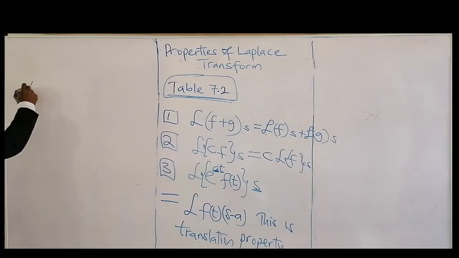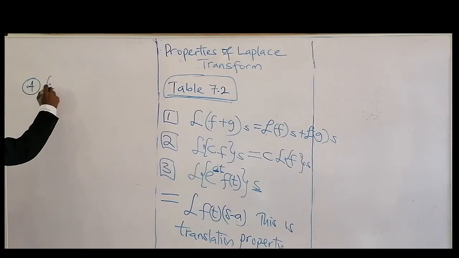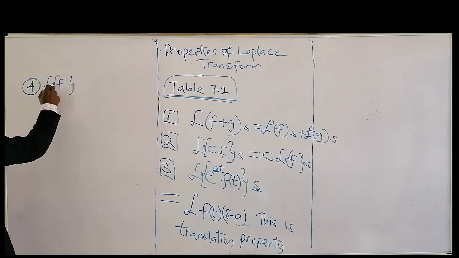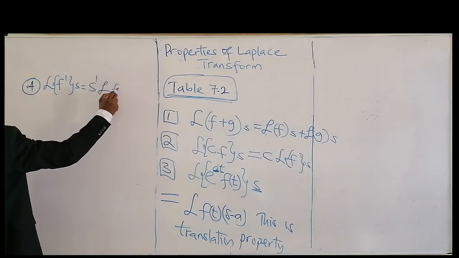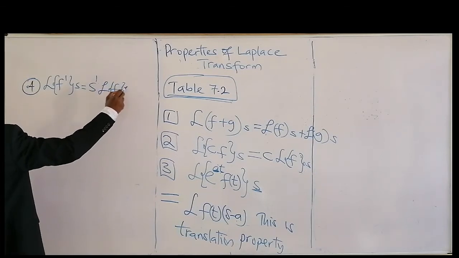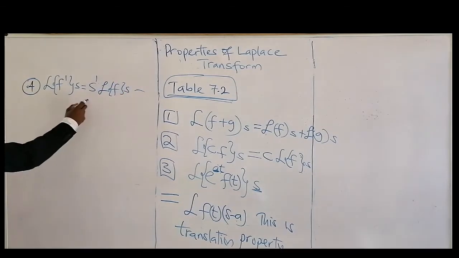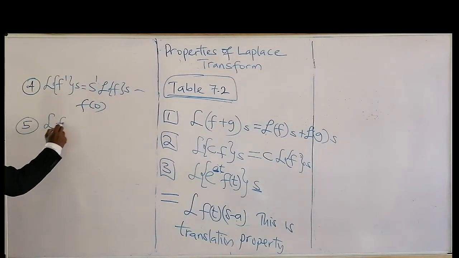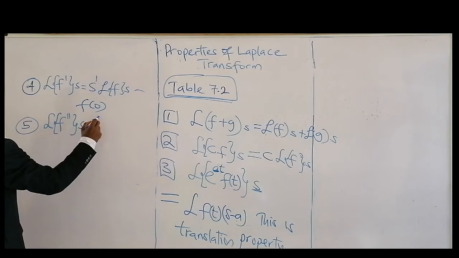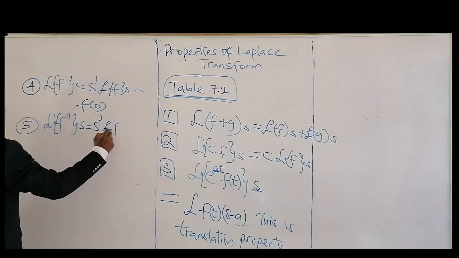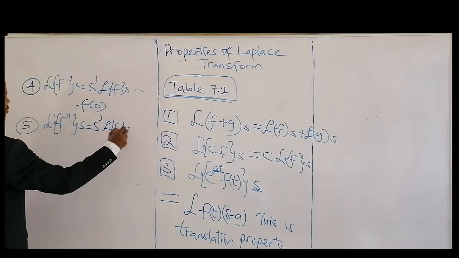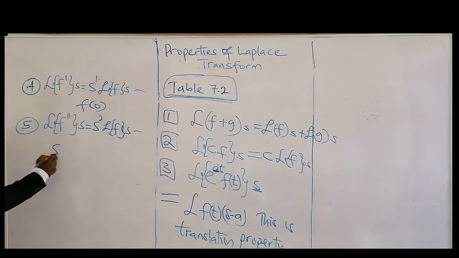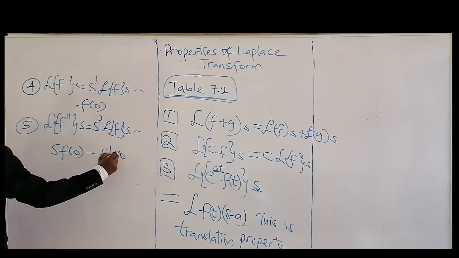Number four, Laplace of the first derivative will be equal to s times Laplace of f, then minus f of 0. Then the fifth one, Laplace of the second derivative is equal to s to power 2 times Laplace of f of t, minus s times f of 0, then minus f prime of 0.